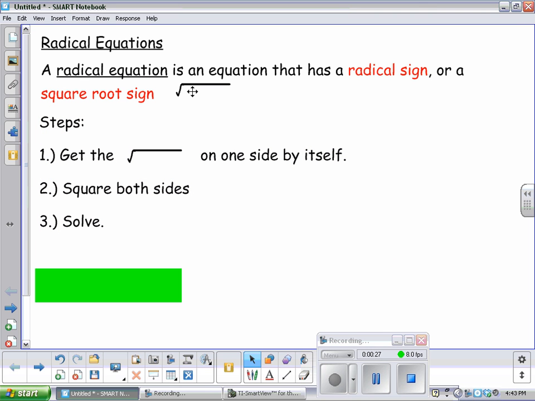There are some steps to solving these equations. First, we want to get that square root on one side by itself. And then we want to square both sides and then solve. So go ahead and write these steps down in your notes. We're going to work an example out.